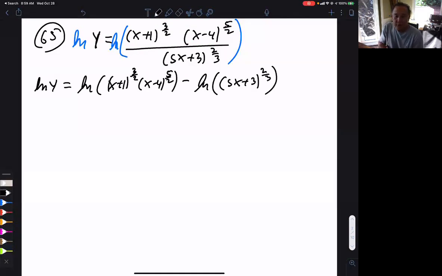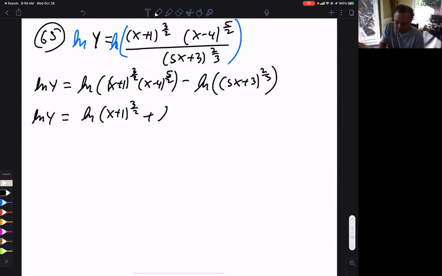But then you have another rule. If you have a log of two things being multiplied, you can separate to two separate logs being added. And now you see the value, well, hopefully you're starting to see the value of the properties of logs. This is logarithmic differentiation.